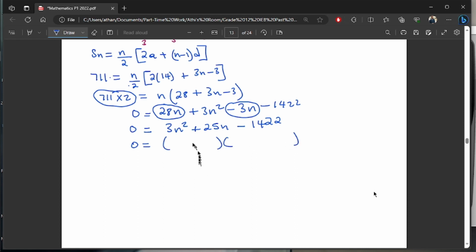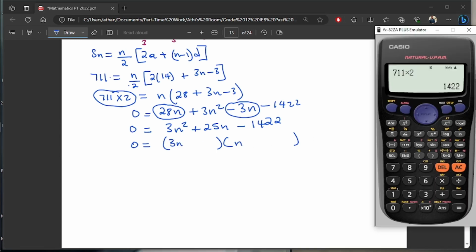I look for the factors. If I look for the factors, I know I'm going to have 3n and n there. This is how I cheat a quadratic equation. I go to my calculator and put in the values using the quadratic formula. So let me quickly do that. This is 25 squared minus 4 times 3 times minus 1422.